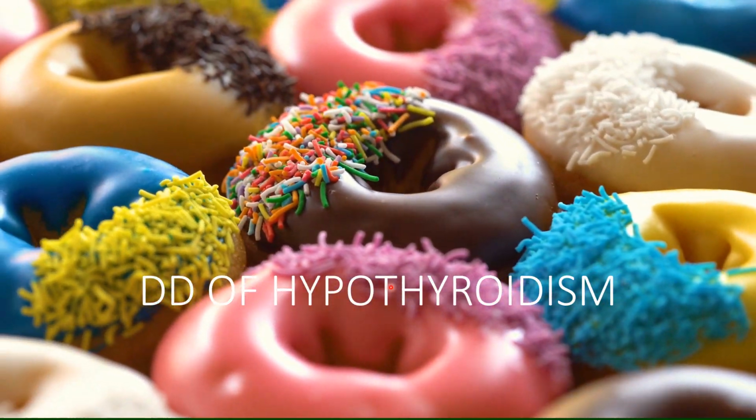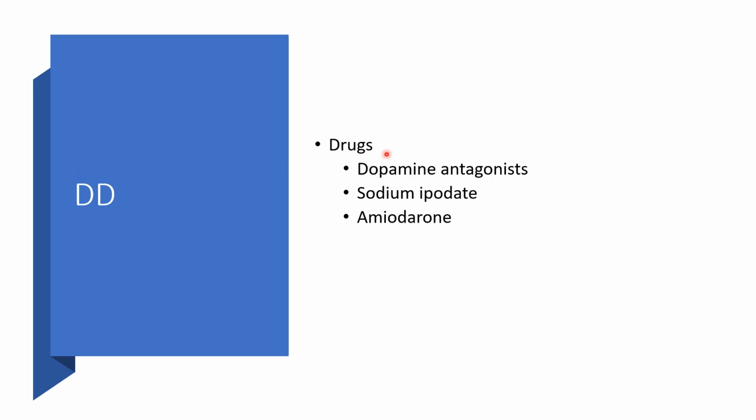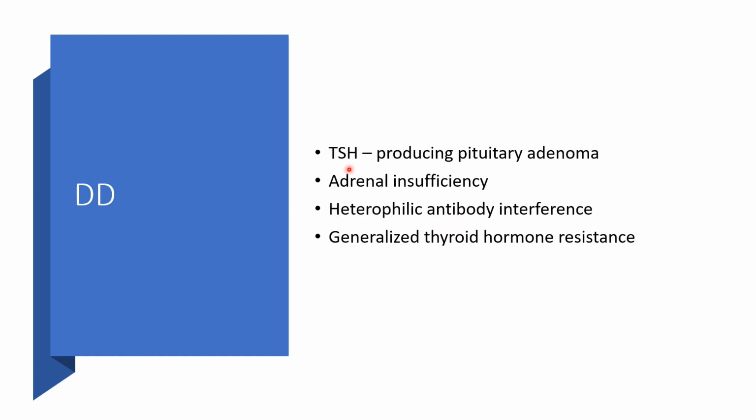Okay, let's go to differential diagnosis of hypothyroidism. We will not waste time here going through differential diagnosis. So it can be primary hypothyroidism, increased chorionic gonadotropin in early pregnancy or choriocarcinoma. Might be central hypothyroidism. Might be related to drugs: dopamine antagonists, sodium iodate, amiodarone. It might be a TSH-producing pituitary adenoma, adrenal insufficiency, heterophilic antibody interference, generalized thyroid hormone resistance.